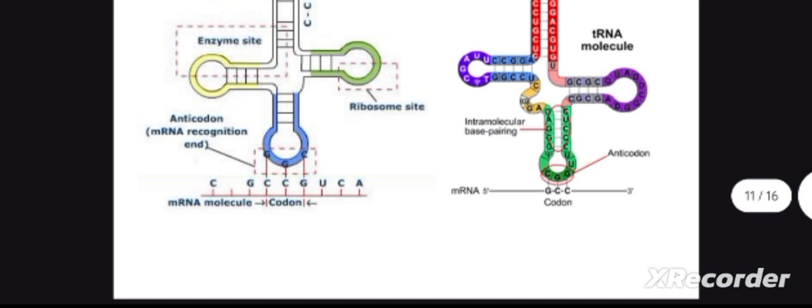You see here the ester bond formation with the amino acid. You see overall the tRNA molecule with some intramolecular base pairing, and also the mRNA coding regions, the 5' to 3' end, and the anticodon regions. Here you see the amino acid binding sites and enzyme sites, which are the sites of the ribosomes. The anticodon is the mRNA recognition end, and some codons are coded at specific positions.